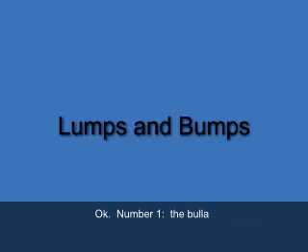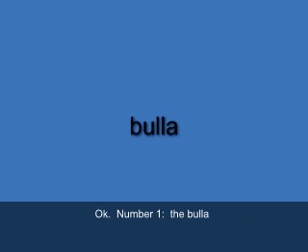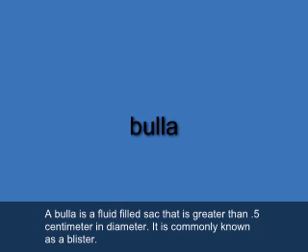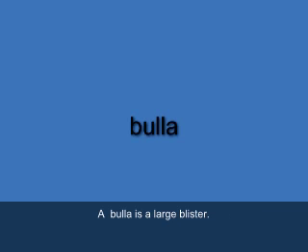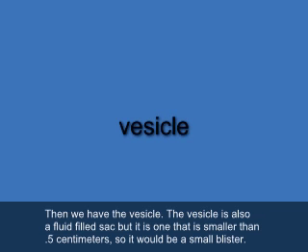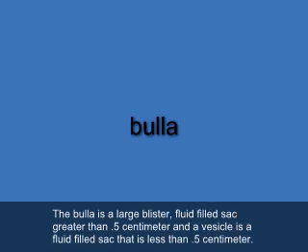Okay, number 1, the bulla, B-U-L-L-A. A bulla is a fluid-filled sac that's greater than a half centimeter in diameter. It's commonly known as a blister. A bulla is a large blister. Then we have the vesicle, V-E-S-I-C-L-E. Well, a vesicle is also a fluid-filled sac, but it's one that's smaller than 0.5 centimeters. So it would be a small blister. So a bulla is a large blister, fluid-filled sac greater than a half centimeter, and a vesicle is a fluid-filled sac that's less than a half centimeter.